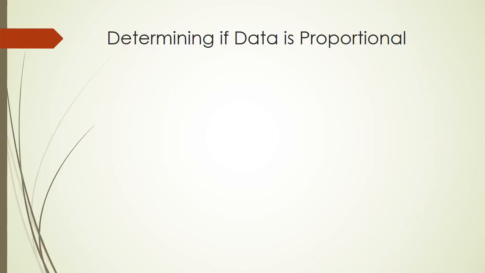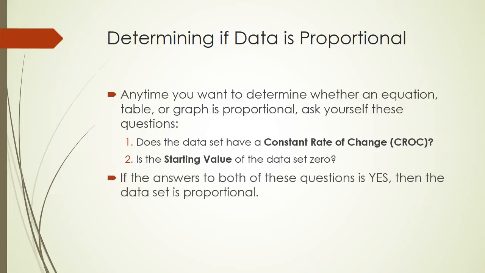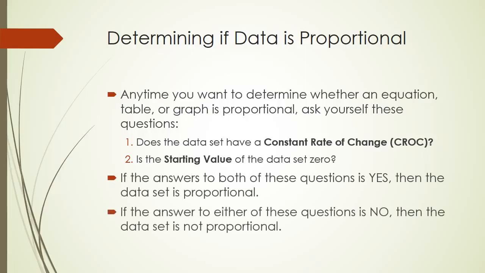There are a couple things we have to think about when we want to determine whether a set of data is proportional. And anytime we want to do this, we're going to ask ourselves two questions. First, the data set has to have a constant rate of change, or it has to have a CROC. And secondly, the starting value of the data set must be 0. So these are your two criteria for a data set being proportional. If the answers to both these questions are yes, then the data set is proportional. But if either of these questions has an answer of no, then the data set is not proportional.